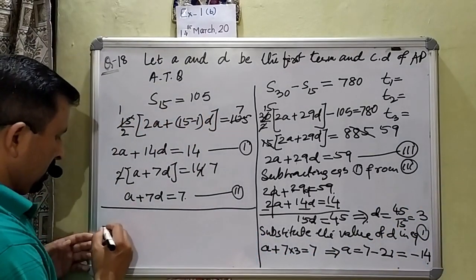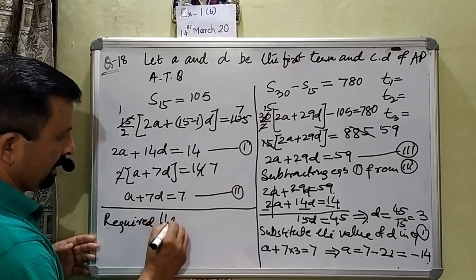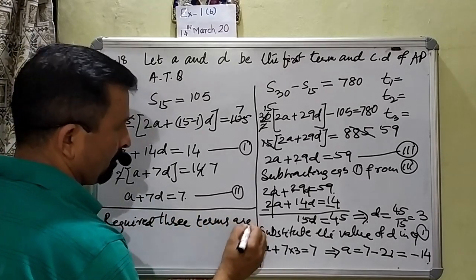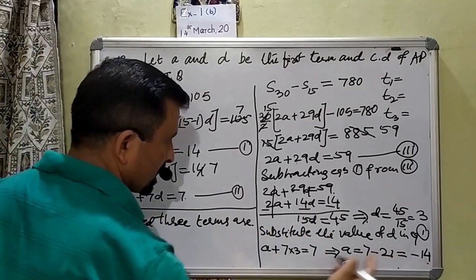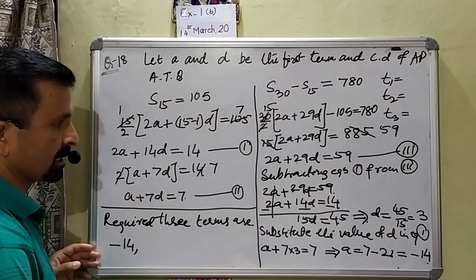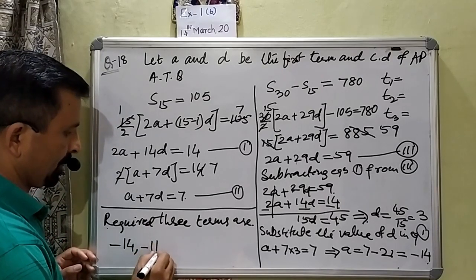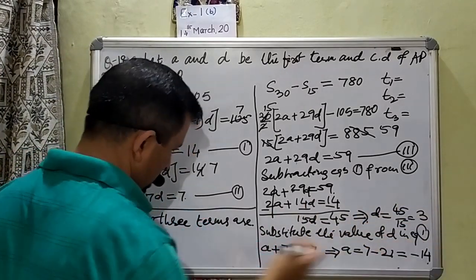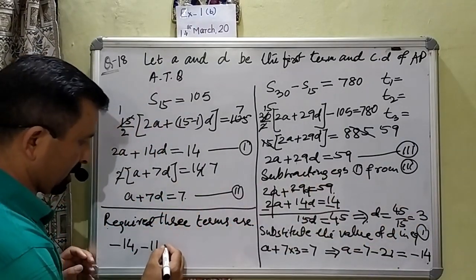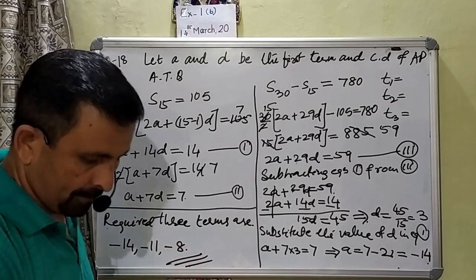So we can write, required 3 terms are: first term will be as it is, minus 14, because that is the value of your a. Next term will be 3 more, so just add 3 more. It will become minus 11 because you are adding a positive quantity. And with this again we will add 3, we will get the third term. So this will become minus 8. And these are the first 3 terms of the AP.